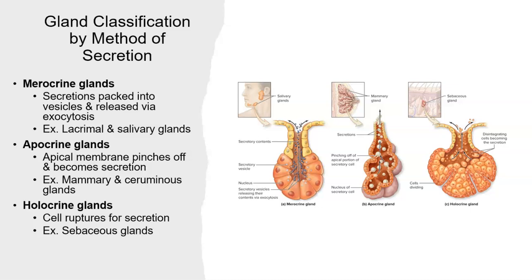Apocrine glands produce their secretory products when the cell's apical part, remember that's the free surface, pinches off, releasing the content. Now, after that happens, the cell repairs itself so that it can continue to do its job and secrete more of the product. This is how the mammary glands work, and also your ceruminous glands in your ear that produce earwax. And holocrine, think whole, entire.